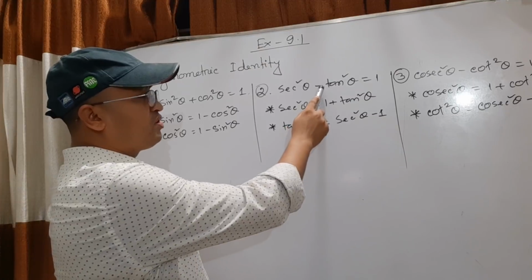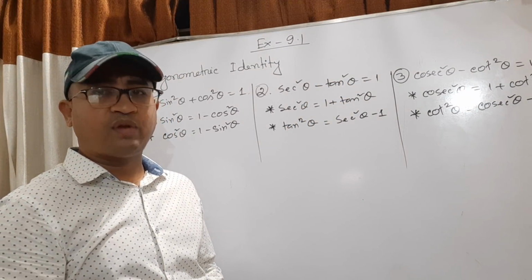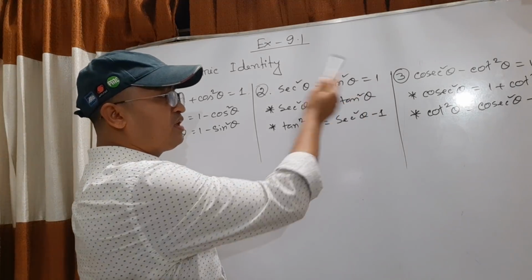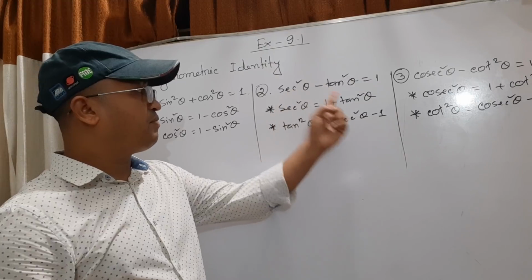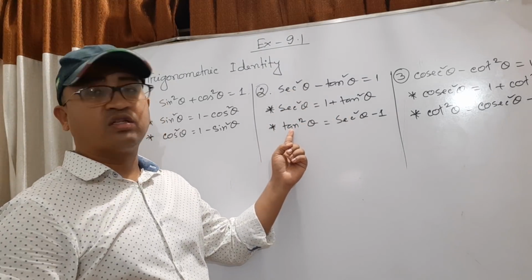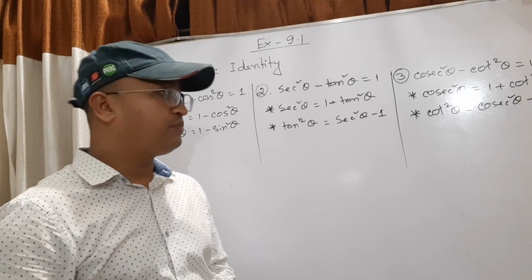Now if you transfer tan square theta into the right side, it will be an addition sign, plus, and this 1, if you transfer into the left side, it will be minus. So sec square theta minus 1 will be tan square theta. That is, tan square theta equals sec square theta minus 1.